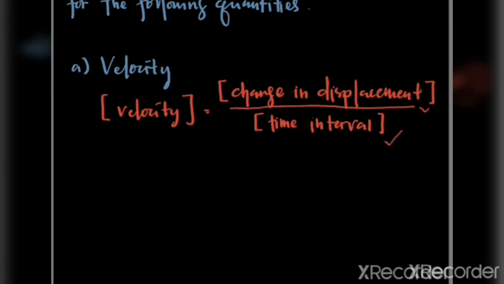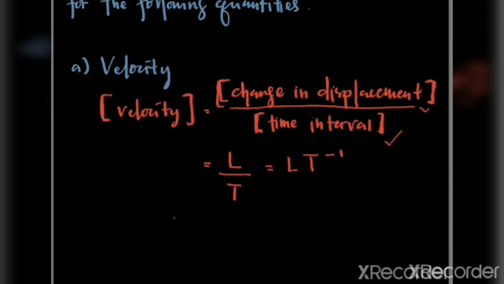To write down the dimension of velocity, remember you have to use the square bracket, meaning the dimension of velocity equals the dimension of change in displacement divided by the dimension of the time interval. The dimension of displacement refers to length, so the symbol is L. For the time interval, the symbol for the dimension is T. Therefore, we can rewrite the equation as LT^-1.